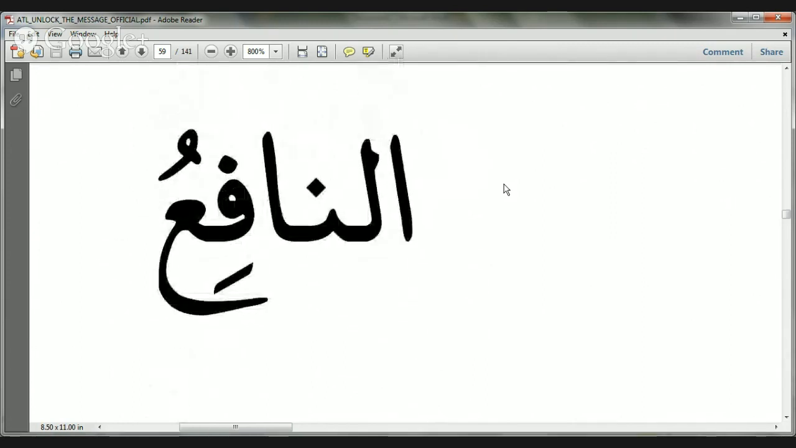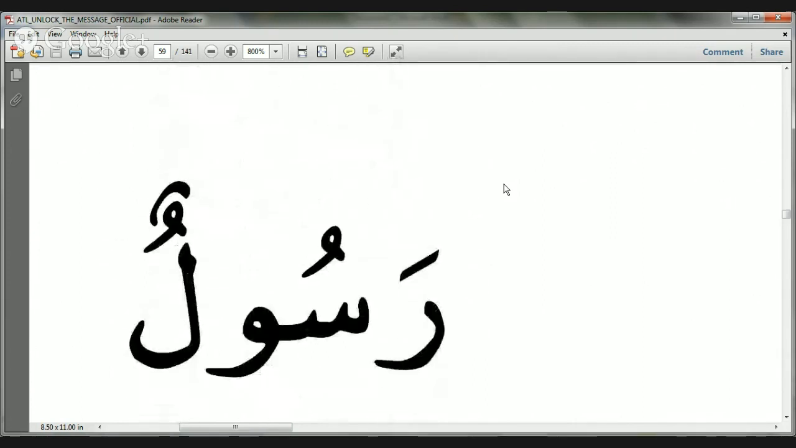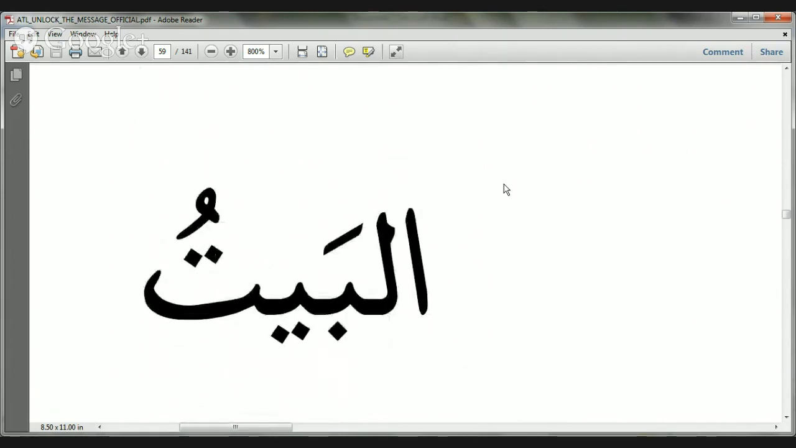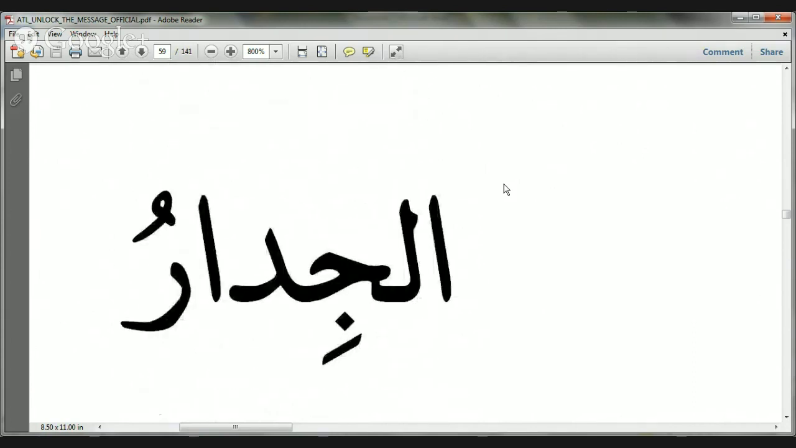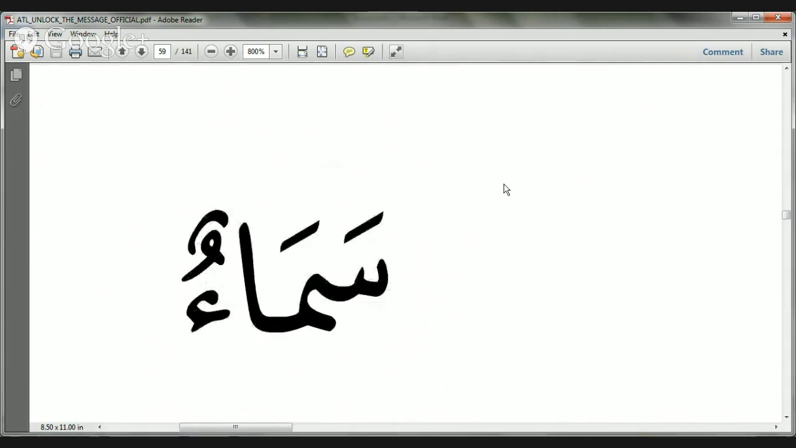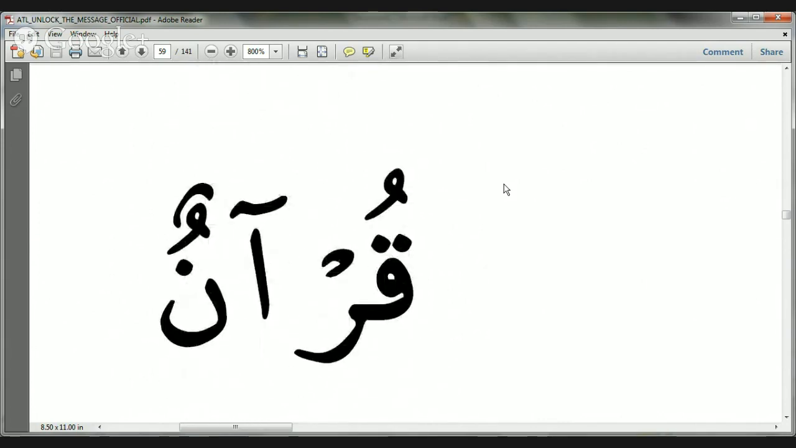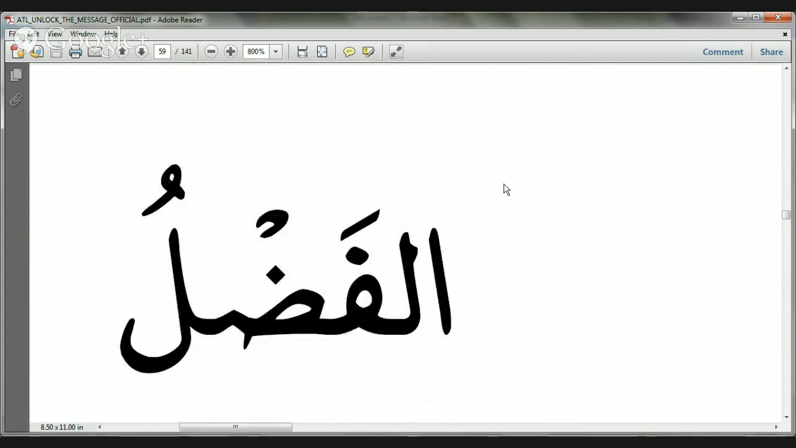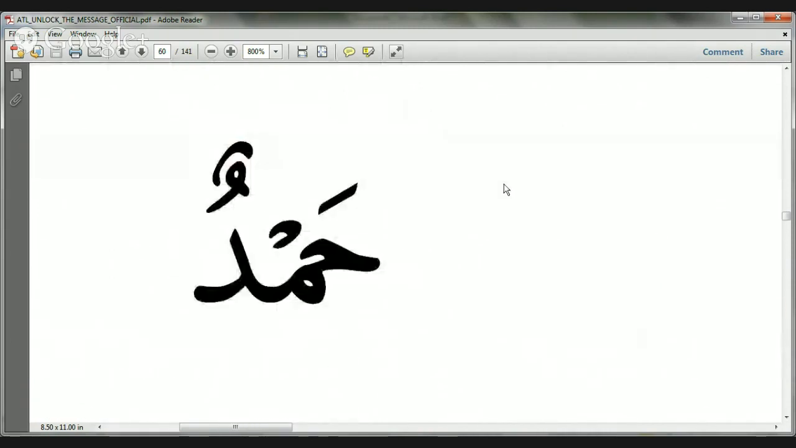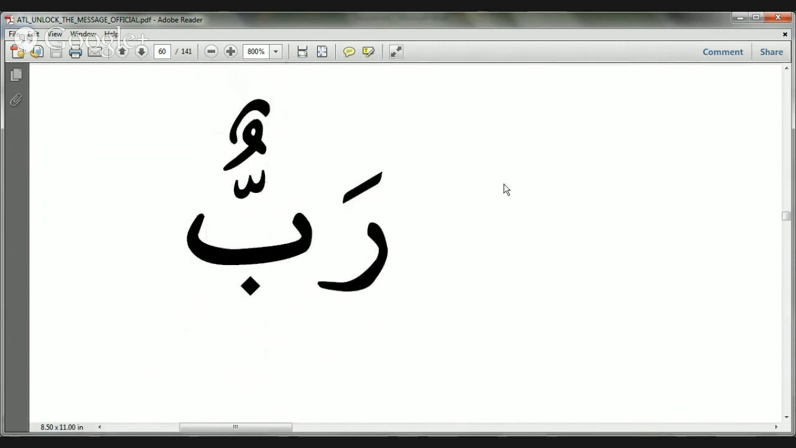Al-a'la. An-nafi'u. Nafi'un. Good. Rasulun. Good. Ar-rasulu. Rahimun. Ar-rahim. Good. Al-baytu. Baytun. Al-jidaru. Jidarun. Good. Narun. An-naru. Sama'un. As-sama'u. Good. Qur'anun. Al-Qur'anu. Al-fadlu. Good. Fadlun. Hamdun. Alhamdu. Good. Rabbun. Ar-Rabbu.